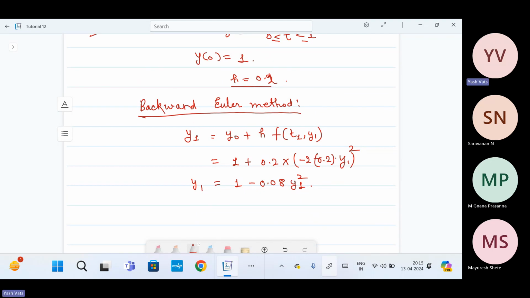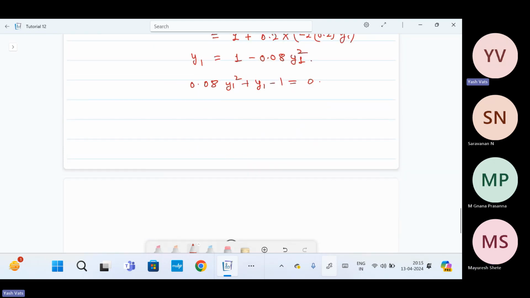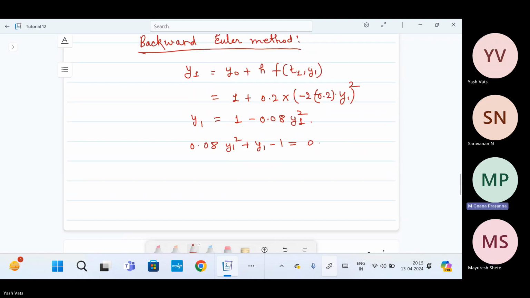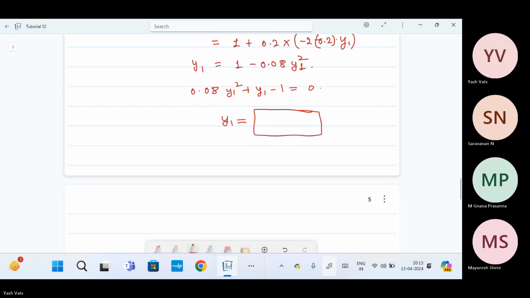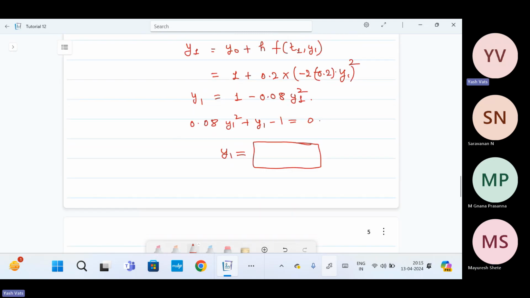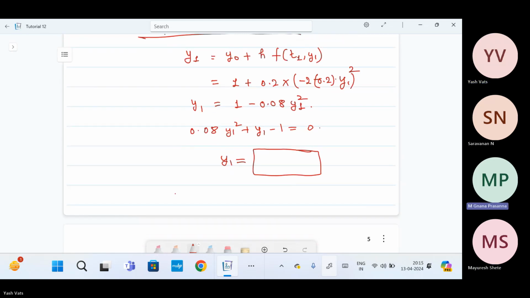So what you get here is 0.08 y1 square plus y1 minus 1 is equal to 0. So you will get some values of y1, right? Once you get y1, then just find y2 using that. Using the quadratic equation, we have to calculate. Yes, you need to calculate using the quadratic rule.